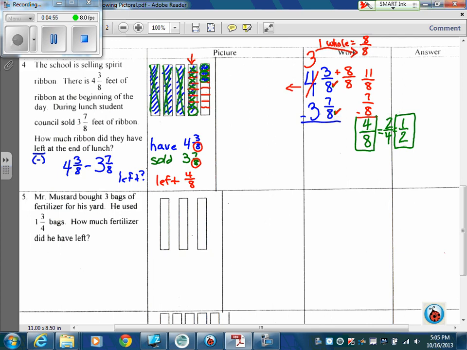Well, 4 3/8. 3/8 as a fraction is a benchmark. I know that that's 375 thousandths. My whole number 4 goes in front. Then I'm going to take my 3 and 7/8. Again, 7/8 is a benchmark.